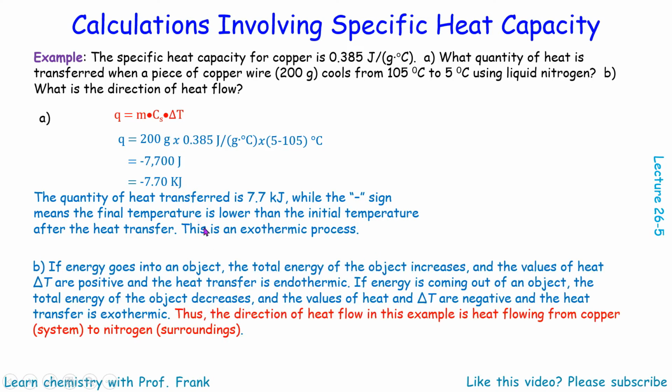The direction of the heat flow: since it's an exothermic process, heat must be flowing from the system to the surroundings. And the system in this question is copper, and the surroundings in this question is nitrogen.